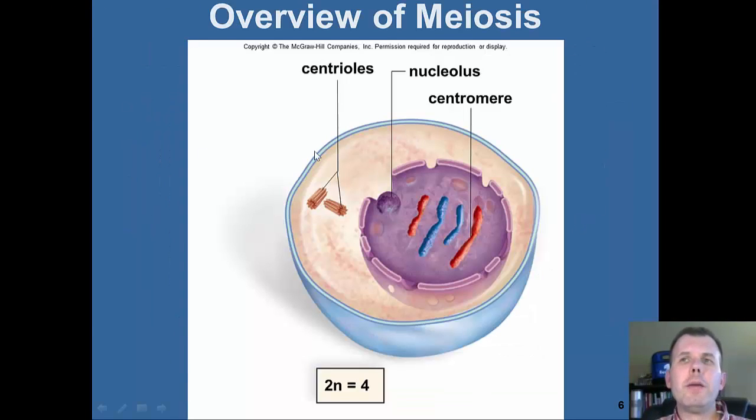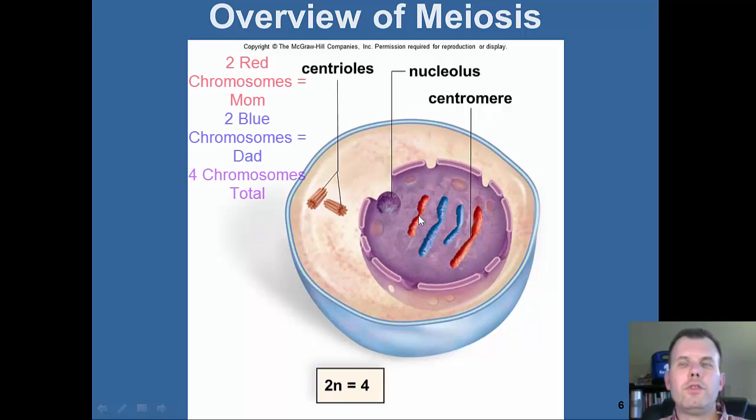Alright, so if we look at meiosis as an overview, we want to see what happens in the cell. If you look at the cell itself, this is before they go through replication and make that duplicated chromosome. But I want you to count the number. You have a total of 4 chromosomes: 2 from mom, the red ones, and 2 from dad. Okay, so you have a total of 4.